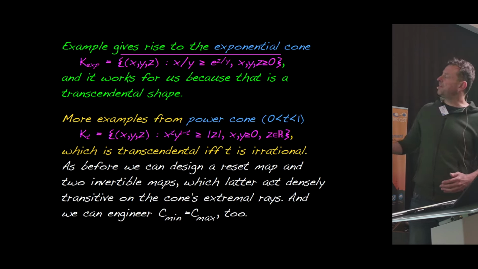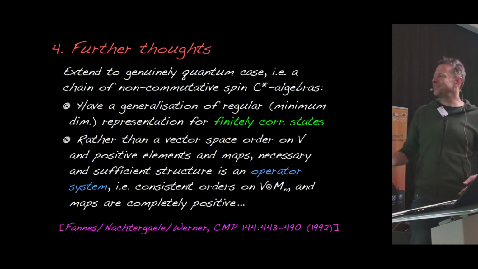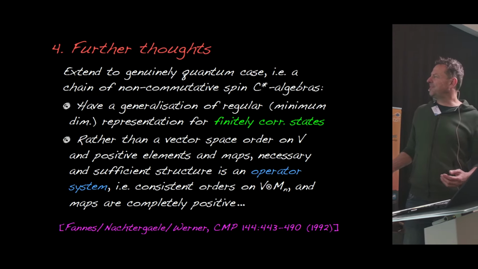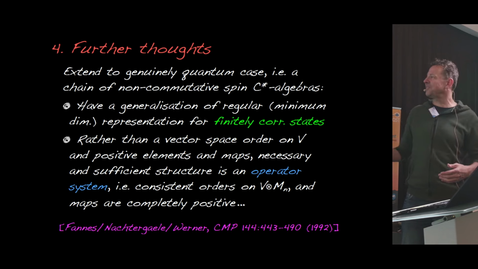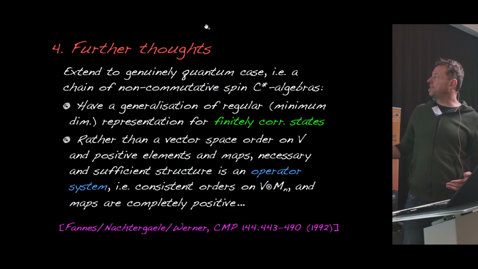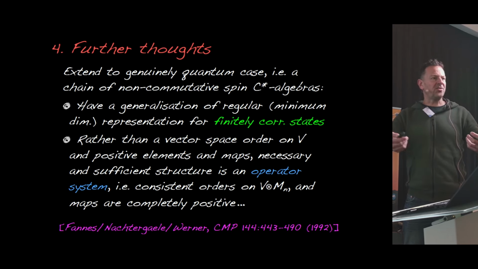There is more of an example based on the power cone, where you have this kind of inequality, and when t is irrational, then this is also transcendental, so again, it cannot be realized. And so this is the upshot. We are currently trying to generalize this into truly quantum finitely correlated states, where the observation is a quantum state, but not a stochastic process. There is a generalization of this order structure, which is called an operator system, because you have to deal with ordering on your vector space, but also tensored with semi-definitely ordered n by n matrices.